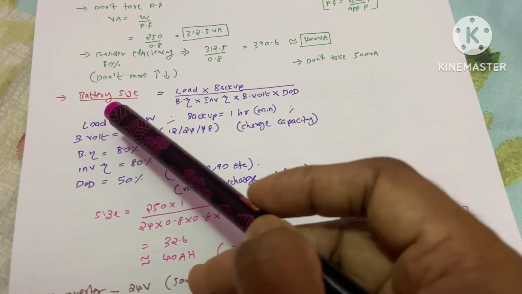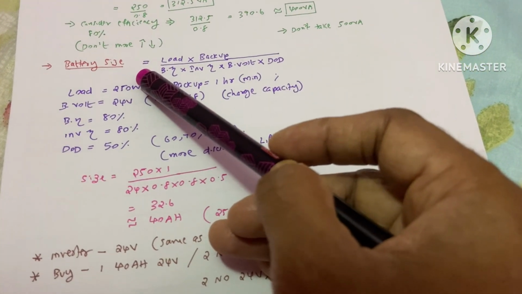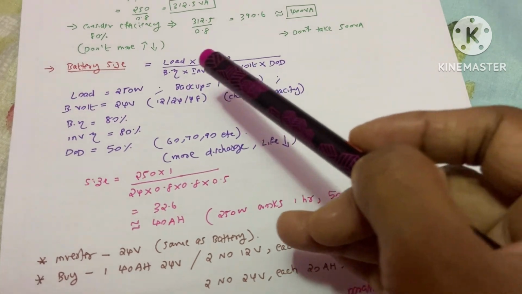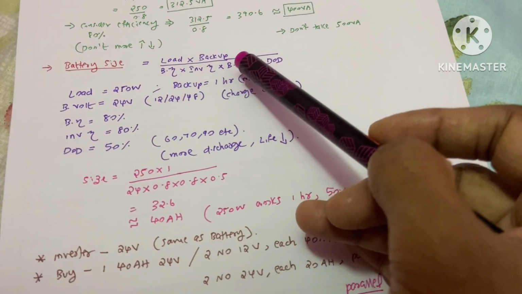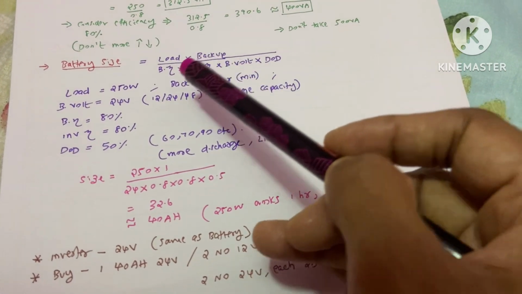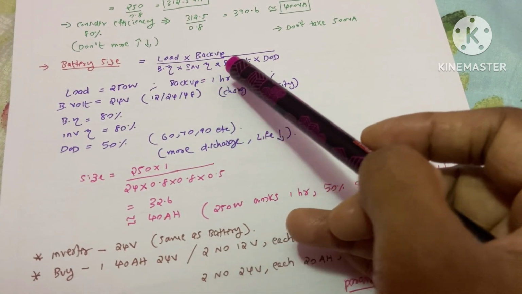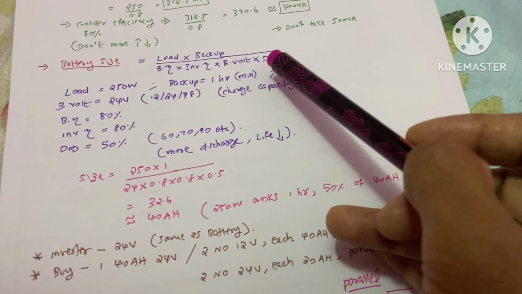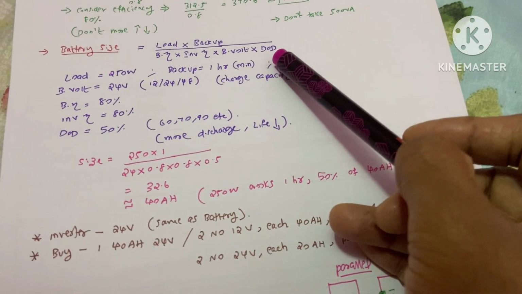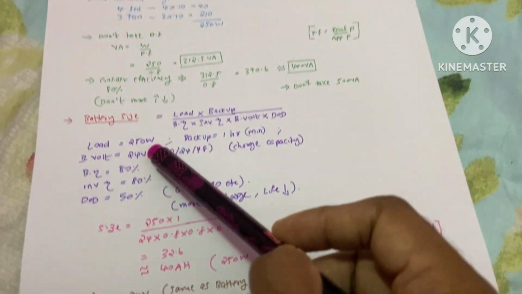And the next one is the battery size calculation. The equation is load into backup time in hours, divided by battery efficiency into inverter efficiency into battery voltage into depth of discharge. We have the load of 250 watts.